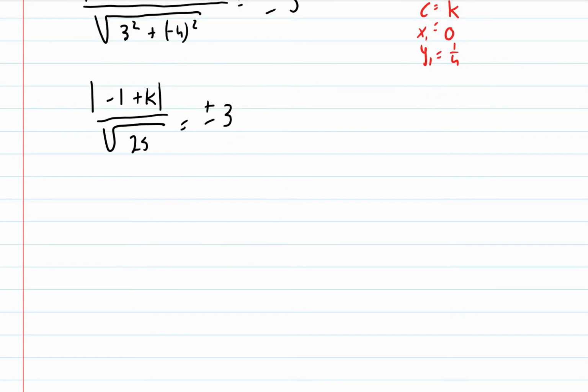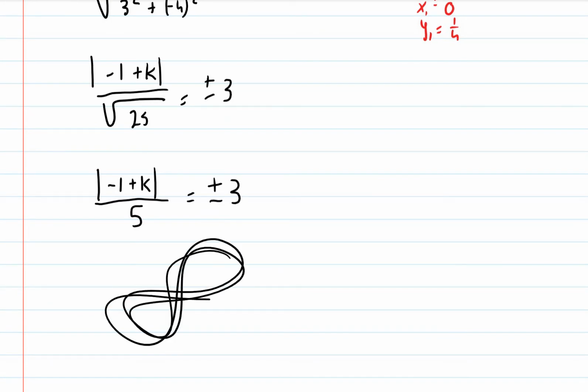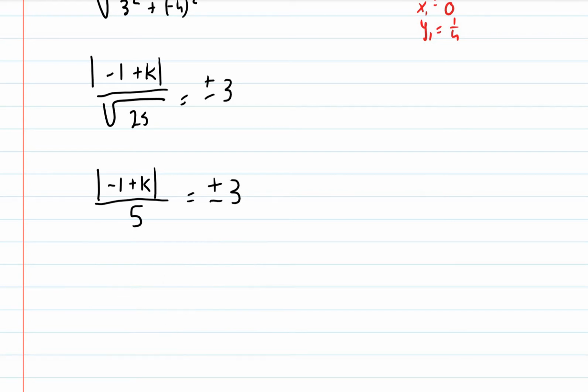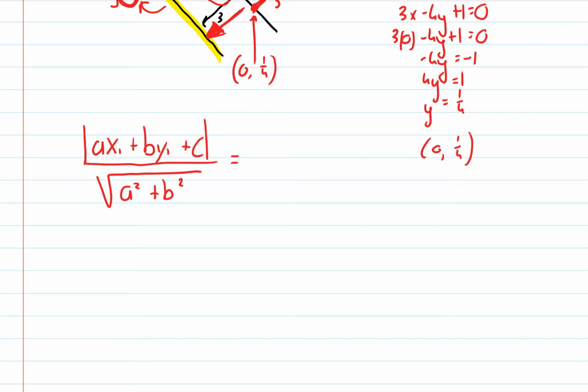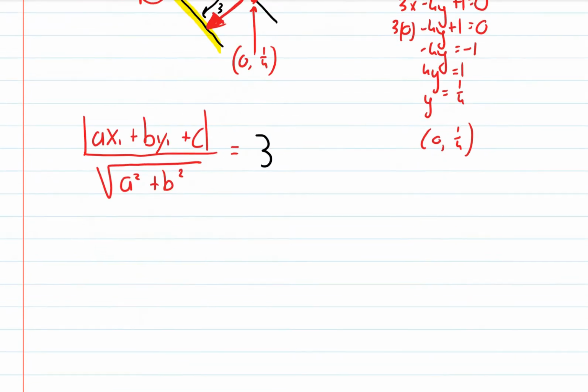So nearly there. Modulus of minus 1 plus k all over 5 equals plus or minus 3. So we know what that formula equals. It equals 3, which is the distance from the point to the line.